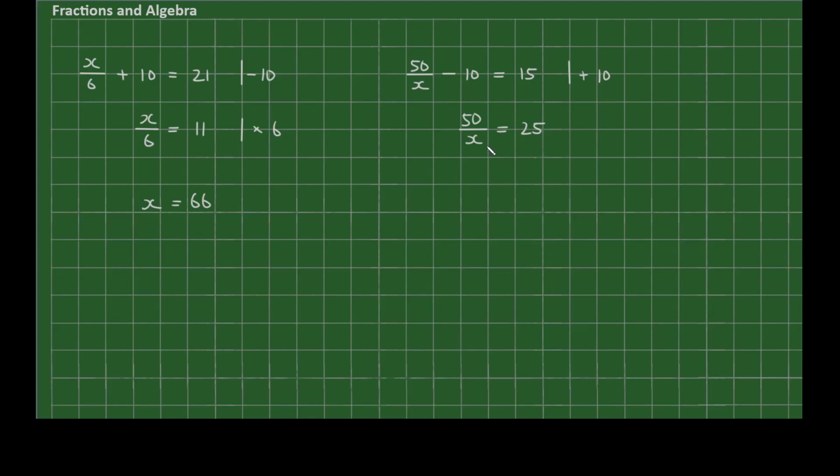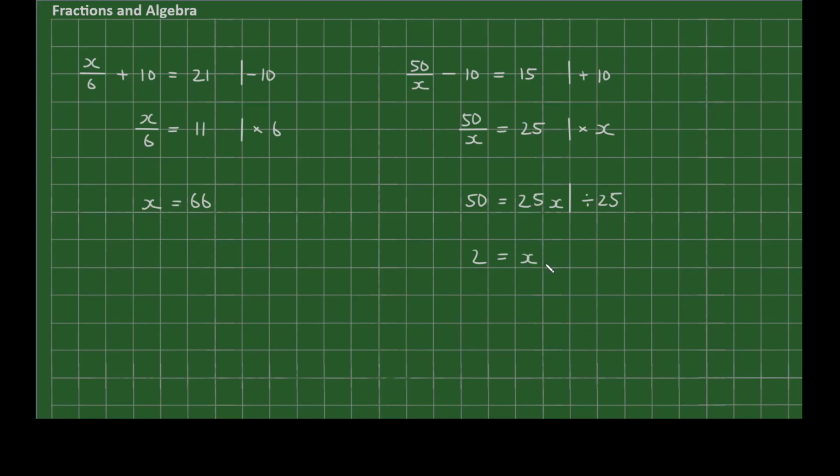I'm currently dividing by x, so to transpose a division, I need to multiply. This means that the next thing to do is to multiply both sides by x. 50 over x multiplied by x will leave me with 50. On the other side, I will have 25 multiplied by x, that is 25x. And now, to solve for x, I need to transpose the 25. I'm currently multiplying by 25, so to transpose it, I'm going to divide by 25. 50 divided by 25 is 2, and 25x divided by 25 will leave me with x.